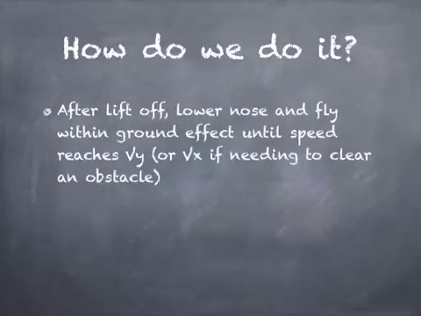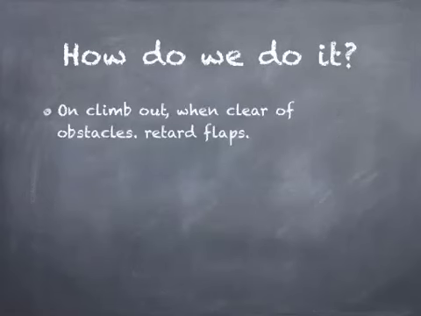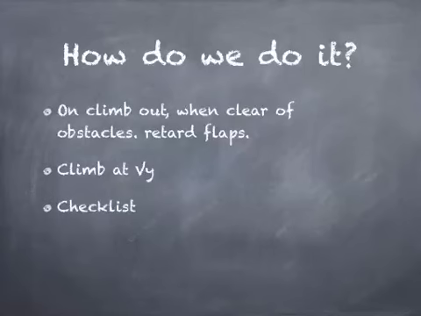After liftoff, we'll want to lower that nose and fly within ground effect. Remember, ground effect is going to help us until our speed reaches our VY, or VX if needing to clear an obstacle. Now don't forget that right rudder is necessary to counteract the P-factor in some aircraft. Now on climb out, when clear of obstacles, we'll go ahead and retract the flaps. And we'll climb out from that point on at VY. And as always, remember to consult your climb out checklist or your cruise checklist for further instructions.